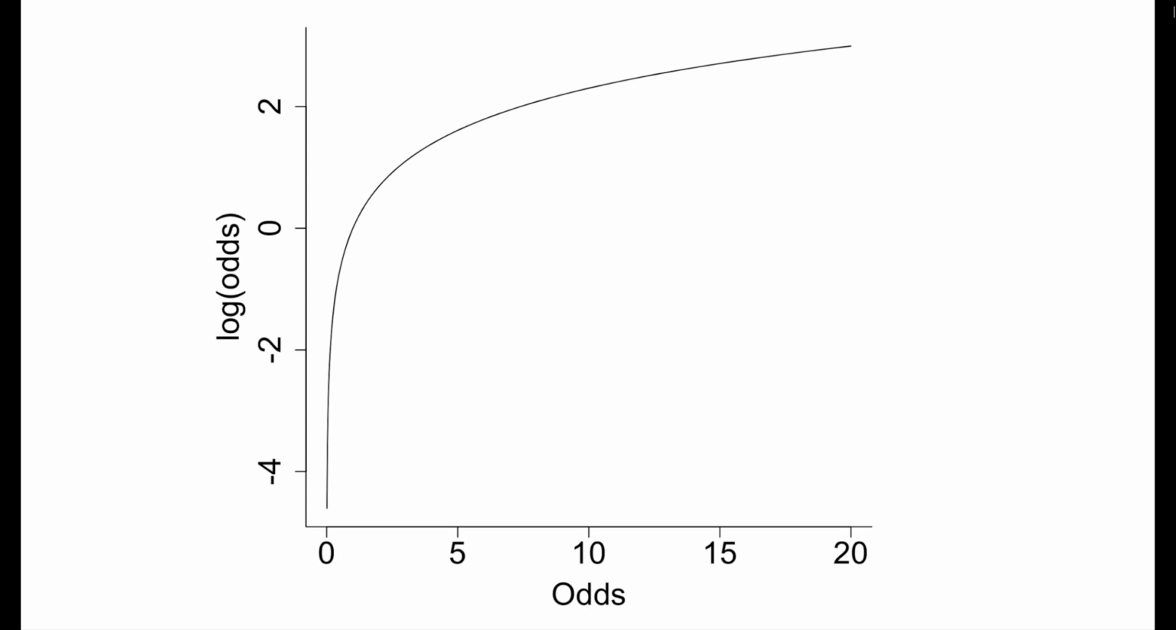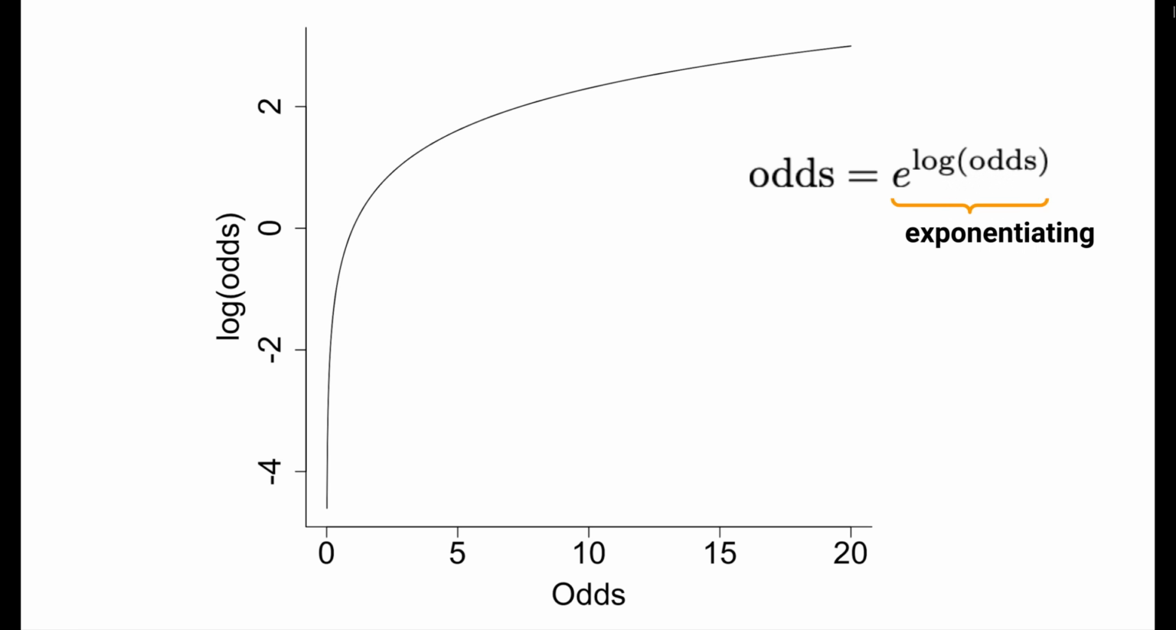A graph of the natural logarithm function is shown here. On the horizontal axis, the odds range from 0 upwards, and the natural logarithm of the odds is plotted on the vertical axis. We can see that when the odds are quite small, the natural logarithm is negative. And as odds increase, the natural logarithm of the odds also increases into the positive numbers.